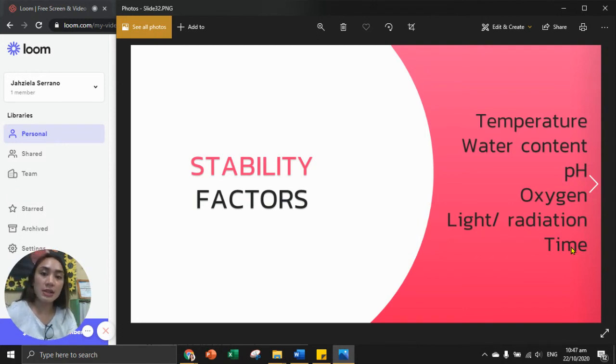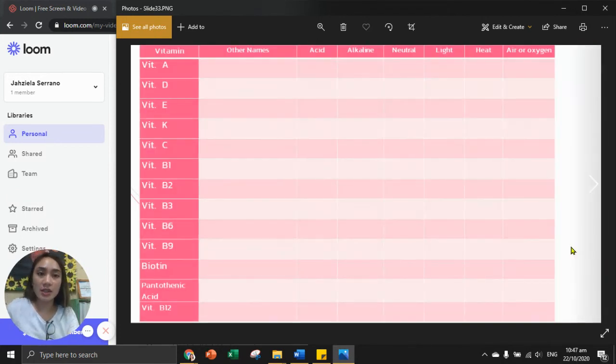So, itong sa stability factors, ito yung assignment nyo actually. This is your worksheet. So, I'm sure before I upload this, hopefully lahat kayo nakapagsagot na, no? But nakalagay naman sa readings nyo yung answers na. Actually, it's one of the tables in your readings if you haven't browsed through it yet.